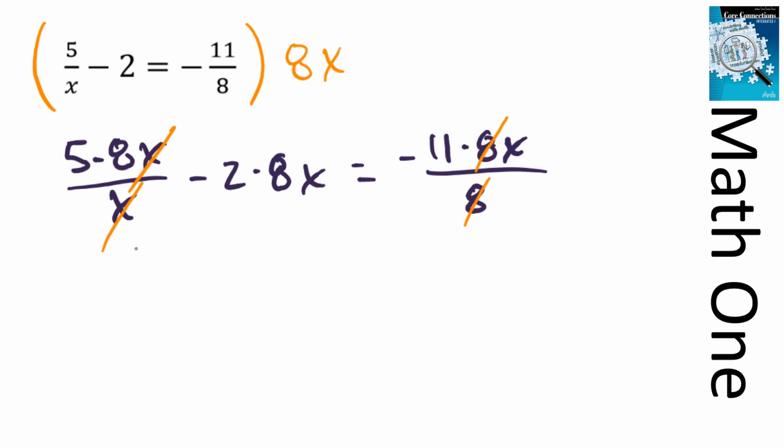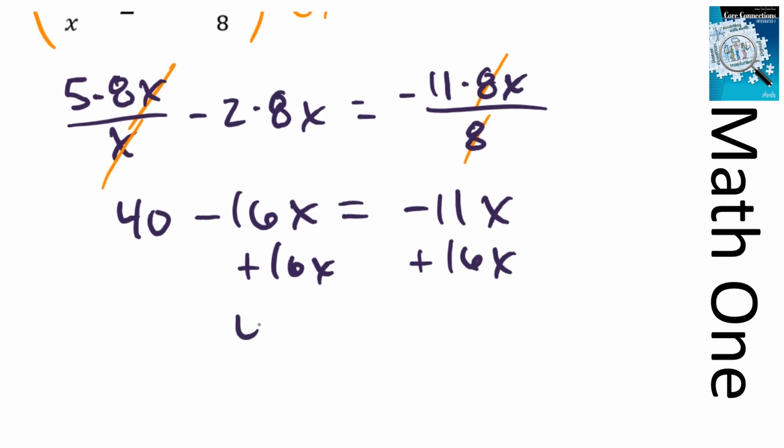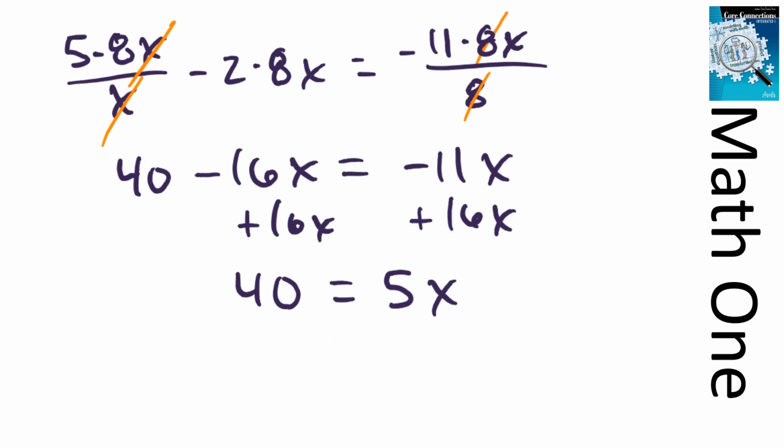When I do that now, this equation becomes 40 minus 16x, and that will equal, let's see, negative 11x. So to solve next, I'm going to add 16x to both sides. So when I do that, that will eliminate the 16x that's over on the left-hand side. So this equation now will become 40 equals, let's see, negative 11 and positive 16 should be 5. So I've got a positive 5x. And then finally, I'm going to just divide both sides by 5, and I get that 8 over here is x, so I would write x is the number 8.